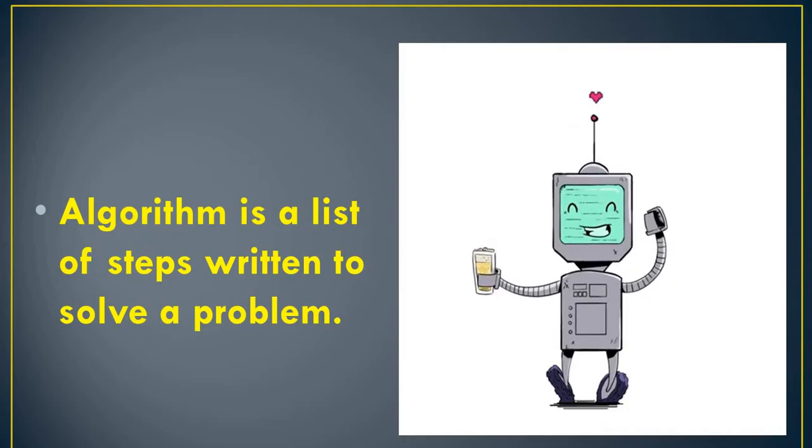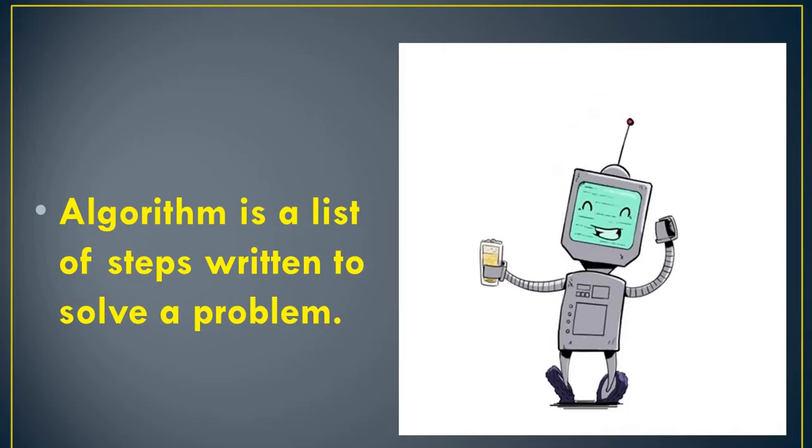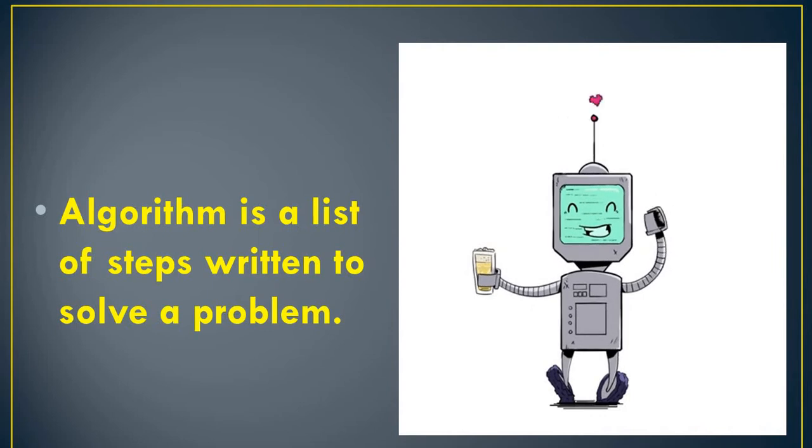So for us to be able to give our robot a command or an instruction, we first need to write an algorithm. Now, what is an algorithm? An algorithm is a list of steps that is written to solve a problem. These tasks need to be written first before they are given to the robot to perform.